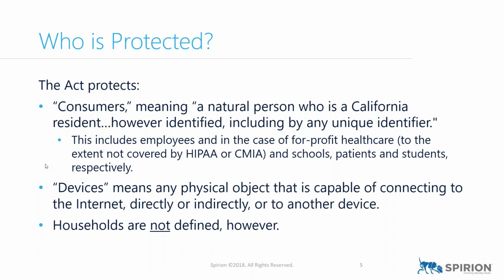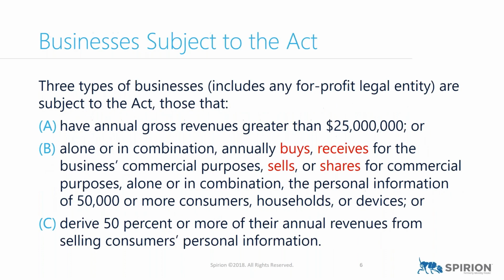So that's who's protected. Let's go to the next slide and we'll talk a bit about the businesses, because this is where things get a little shaky. So 3 types of businesses, presuming you're doing business at all in California. 3 different criteria, and they're mutually exclusive. So if you have one, you don't have to have the other.